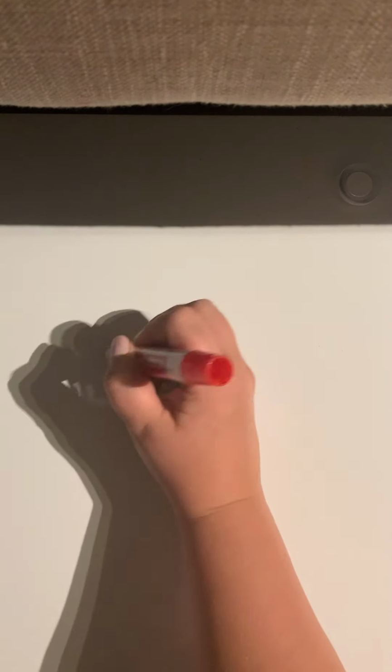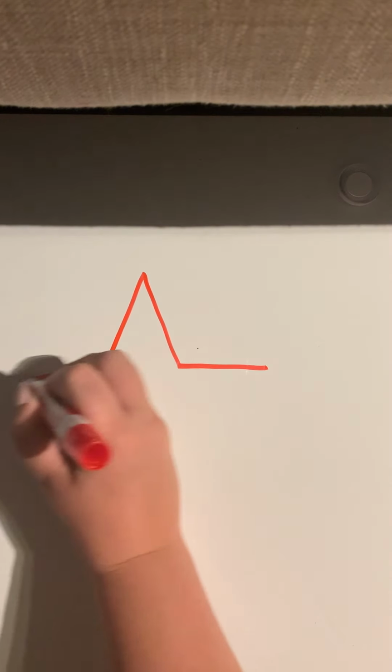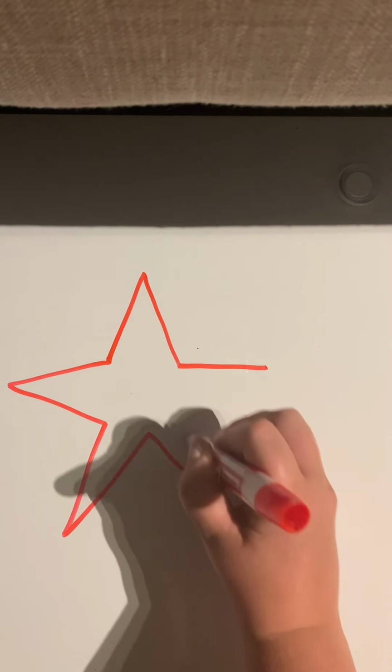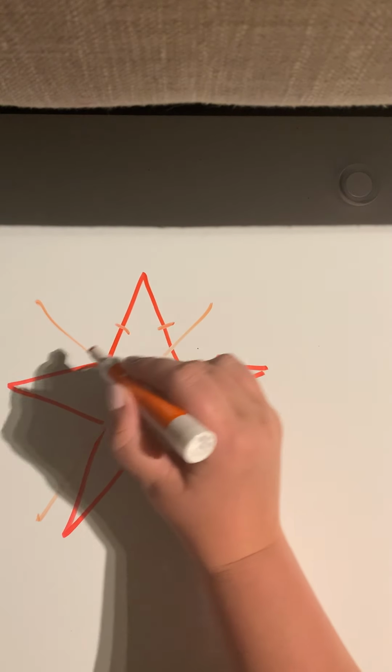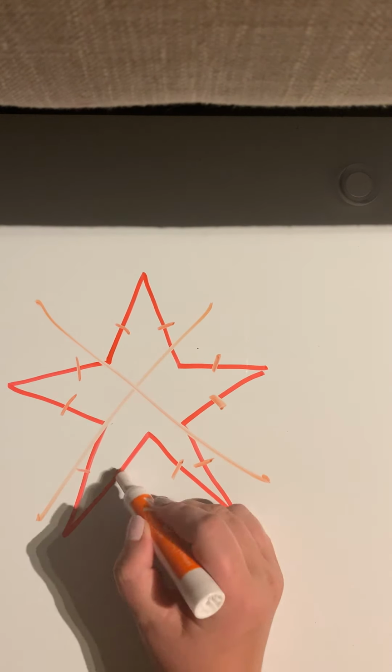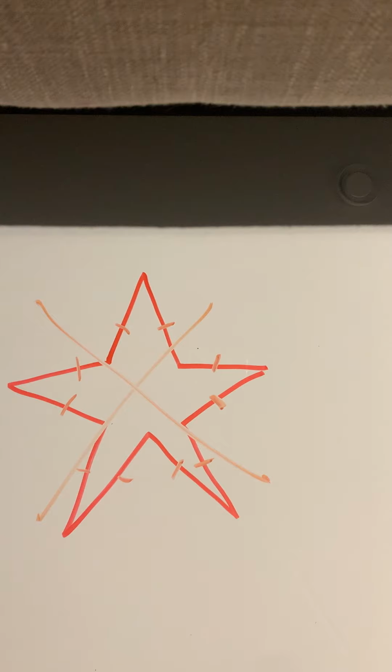What about a star? Is this a quadrilateral? Yes or no? What do you think? No, this is not a quadrilateral because look, it has 1, 2, 3, 4, 5, 6, 7, 8, 9, 10 sides. And I know that quadrilaterals only have 4. All right, last one.